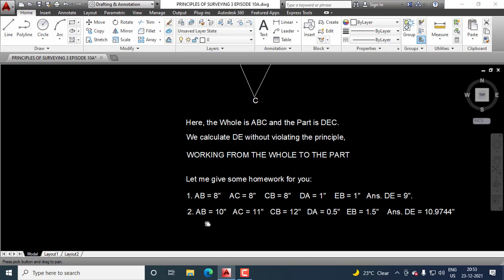Second example, AB is 10 inches, AC is equal to 11 inches, CB is equal to 12 inches, DA is equal to 0.5 inch, EB is equal to 1.5 inches. Answer is DE is equal to 10.9744 inches.